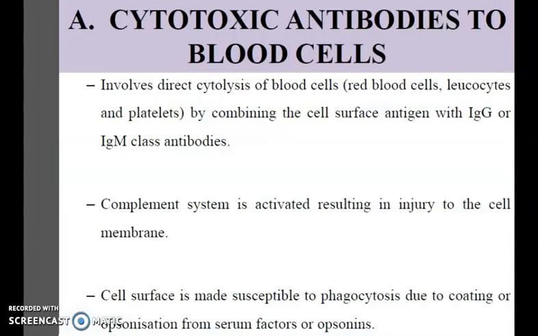First, let's see the cytotoxic antibodies to the blood cells. It involves direct cytolysis of blood cells by combining the cell surface antigen with IgG or IgM class antibodies. The complement system is activated, resulting in injury to the cell membrane. Cell surface is made susceptible to phagocytosis due to clotting or opsonization from serum factors or opsonins.